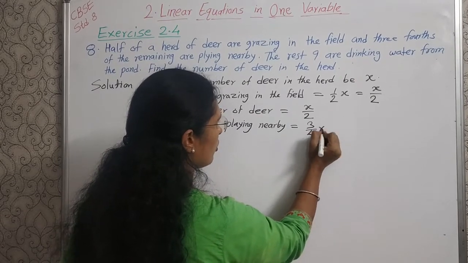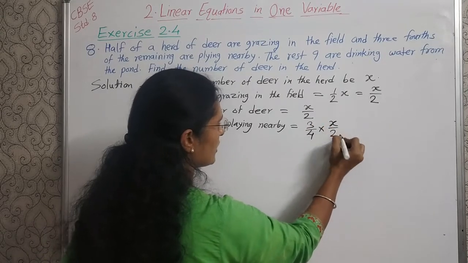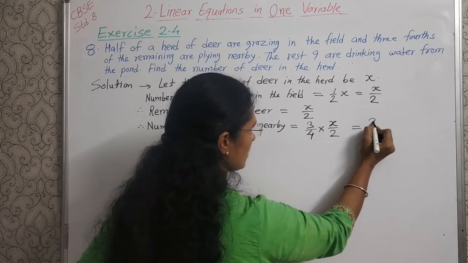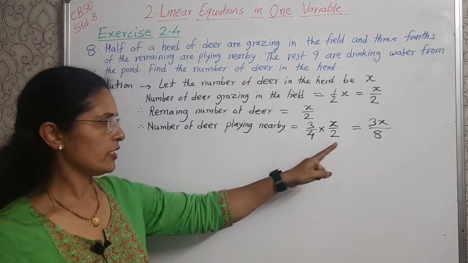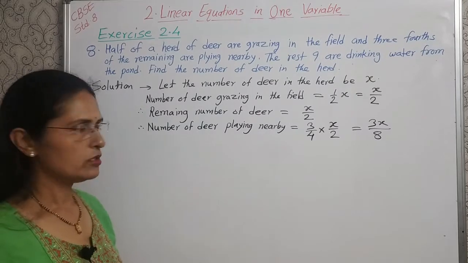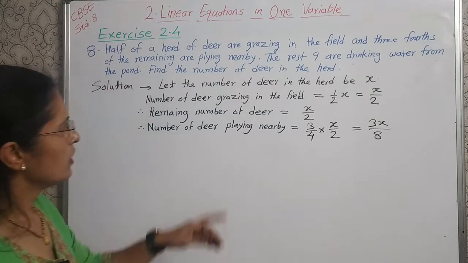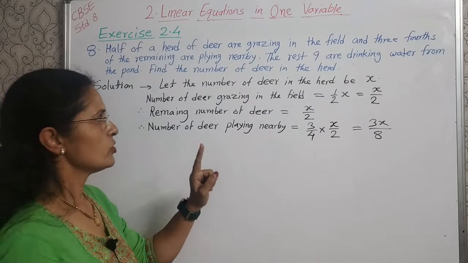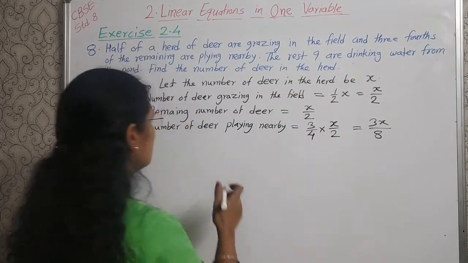3 by 4 of means multiply 3/4 of the remaining, that is x by 2, and this is equal to 3 into x is 3x and 4 into 2 is 8. So 3x by 8 deer are playing nearby. Number of deer playing nearby is 3x by 8. Now the rest 9 are drinking water from the pond. So the rest 9, the remaining 9 are drinking water.